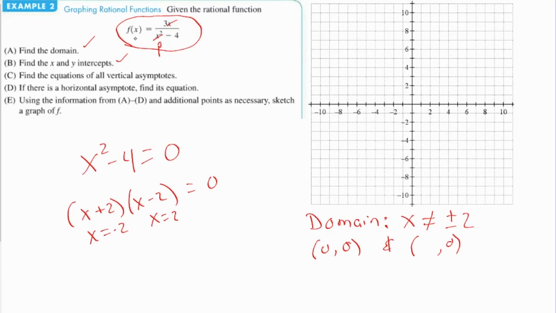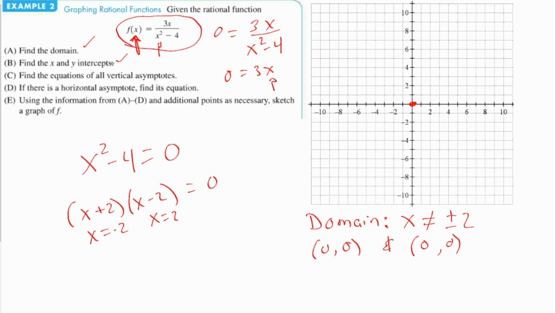And when we plug in 0 for y, we're really replacing f of x with 0. So 0 equals 3x over x squared minus 4. And a fraction is 0 when the numerator is 0. So 0 equals 3x. So 3x is 0 only when x is 0. So the x and y intercepts are the same. They are at the origin.